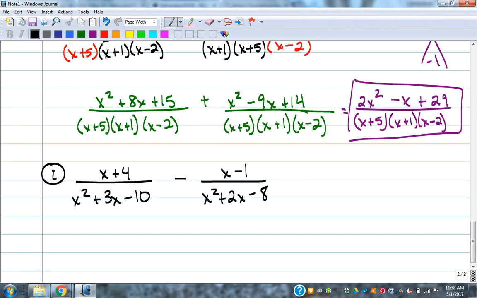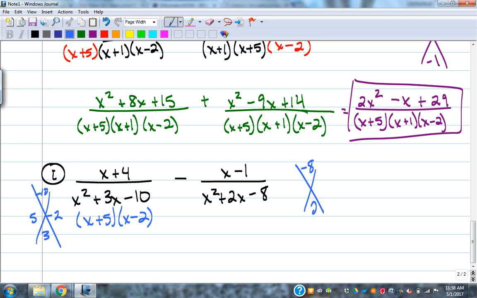Okay. So how am I going to factor x squared plus 3x minus 10? X method. Multiply to be negative 10, add to be 3. That's 5 and negative 2. So that's x plus 5, x minus 2. Same method to factor the denominator over here. Multiply to be negative 8, add to be 2. Negative 2 and positive 4. X minus 2, x plus 4. So they share what factor? They both have an x minus 2.